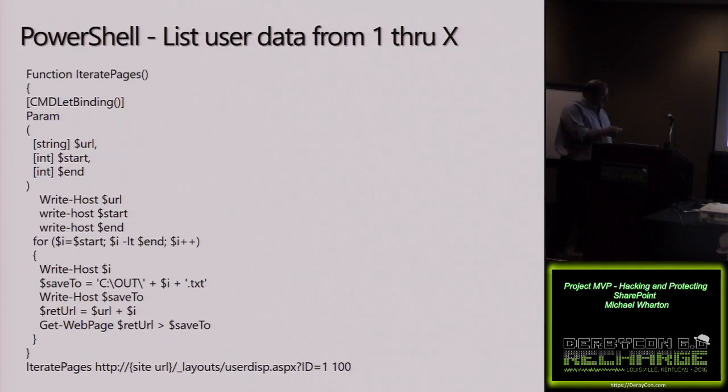And this is that PowerShell I was referring to earlier, where we can list all the data 1 through X. This is a function in PowerShell where you can iterate through the pages, and then you pass a string to it. Here's the iterate pages. I specify the site URL. I say layouts user disp.aspx and say 1 through 100, and then it'll list all the users that it finds 1 through 100.